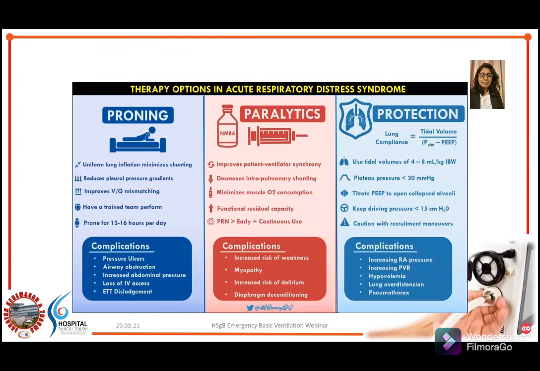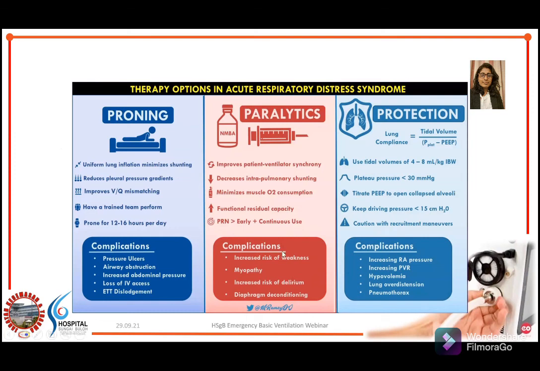So this is a diagram that summarizes the therapy options in ARDS. Number one, as we always do in our ED, would be proning, where you want to reduce the pleural pressure gradient and improve the VQ mismatch. Paralytic agents we do give to our patients who are mechanically ventilated, because you want to improve patient-ventilator synchrony and minimize muscle oxygen consumption.